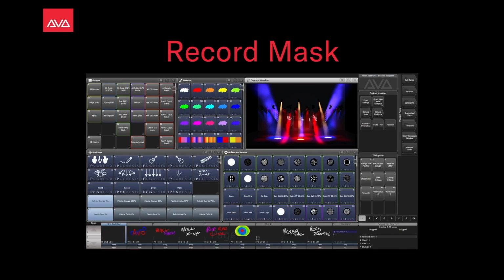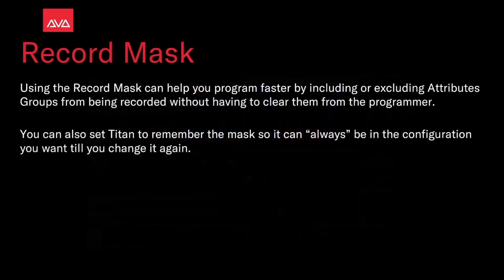In this video, we're going to talk about the record mask. Using the record mask can help you program faster by including or excluding attribute groups from being recorded without having to clear them from the programmer. You can also set Titan to remember the mask so it can always be in that configuration until you change it again.